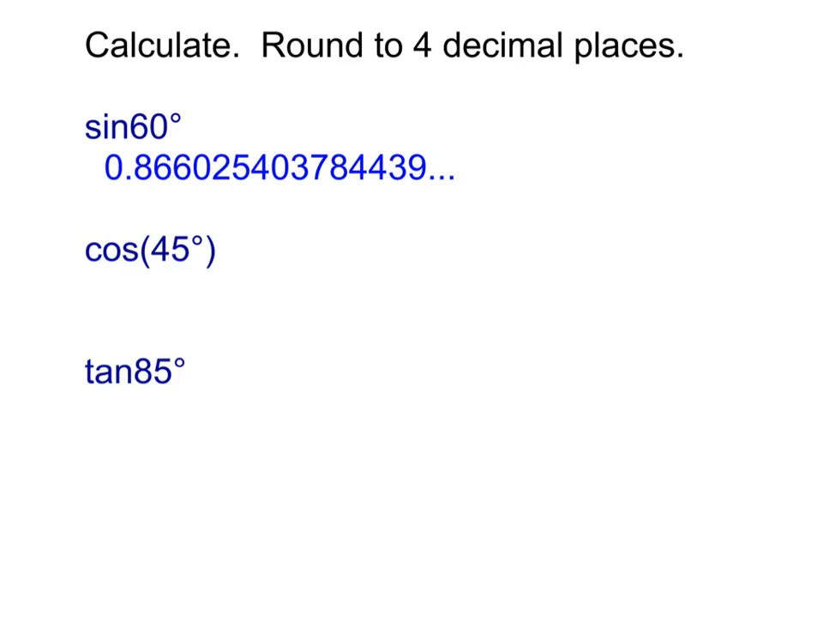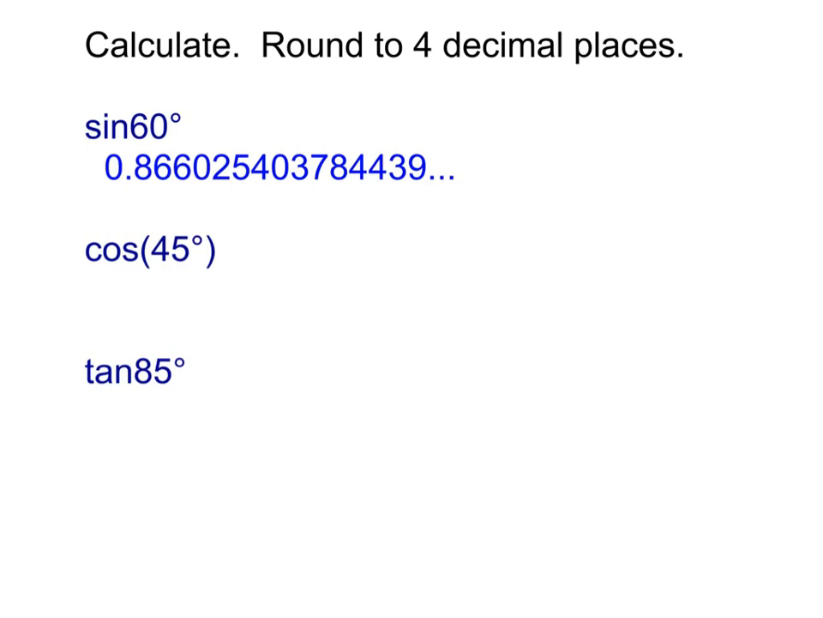Now, depending on your particular calculator, you might see more or fewer decimals in that. The decimals keep on going and going and going. But the fact that the decimals keep going on and on means that we cannot actually write this number, this decimal that we're seeing here, exactly. It is an irrational number. But we can round it to something. We can round it to 4 decimal places.